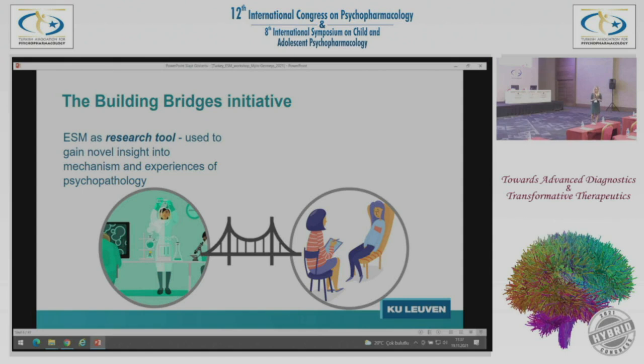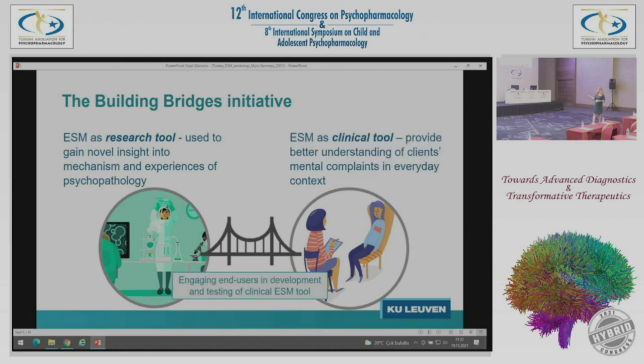I have been using this for, I guess, 25 years or so, where we started with just a diary, a booklet and a pen and a very ugly watch that we could program and that would emit signals. Of course, at that moment it was a research tool. Now, with digital technology, we can also potentially use it as a clinical tool. And the idea is really to provide a better understanding of clients' mental complaints in everyday context.